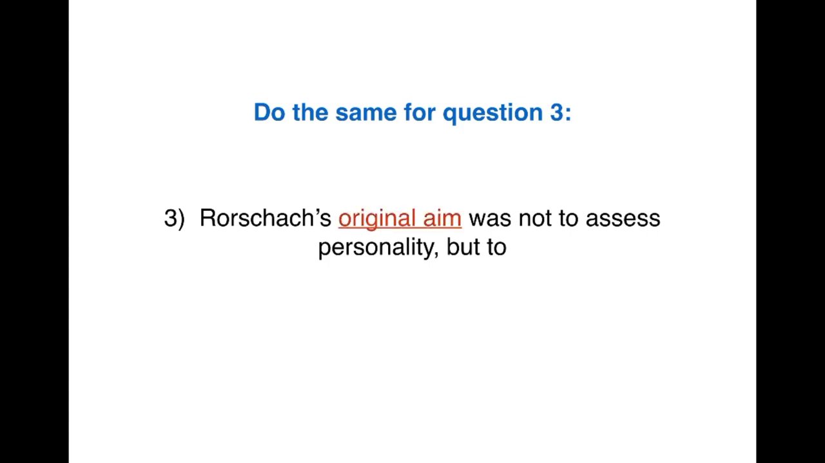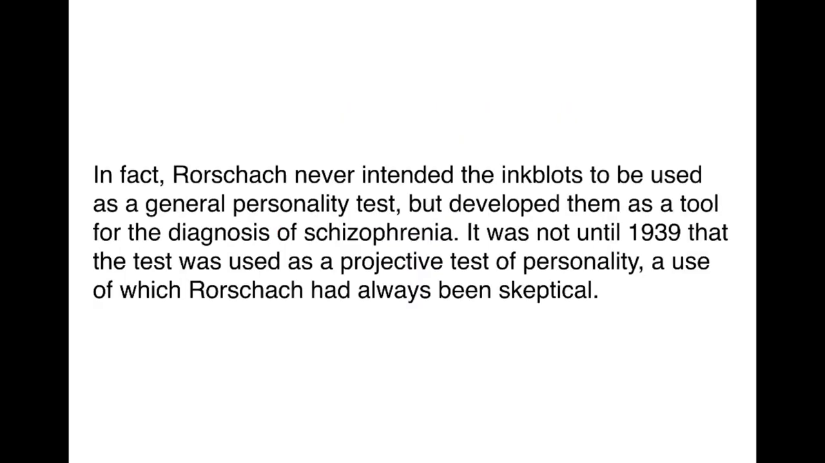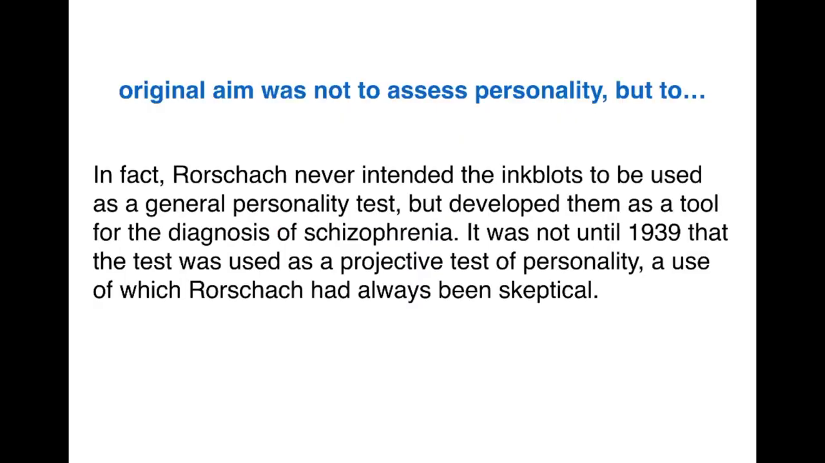Finally, do the same for question 3. Underline some keywords. What was the original aim? Not to assess personality, but to. Well, let's remind ourselves the original aim was not to assess personality, but to, and if we're reading further on in the passage, we find this part. In fact, Rorschach never intended the ink blots to be used. Never intended. That is the same as his original aim was not. He didn't intend to do something. So, if he never intended to assess personality, never intended the ink blots to be used as a general personality test, what did he do instead?